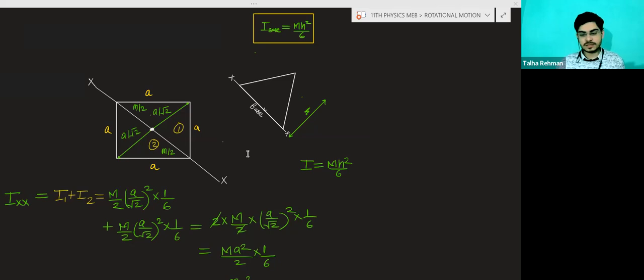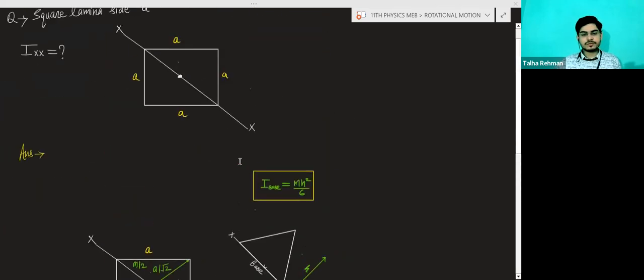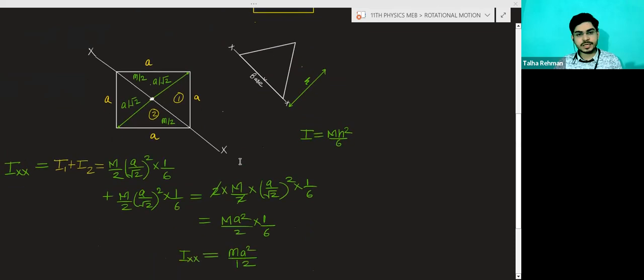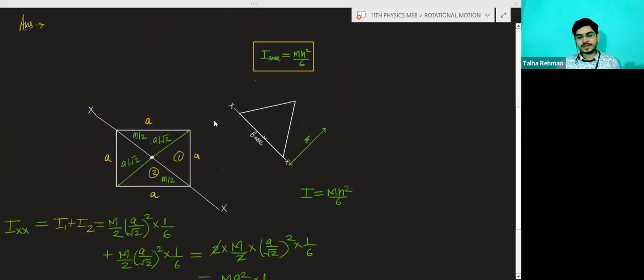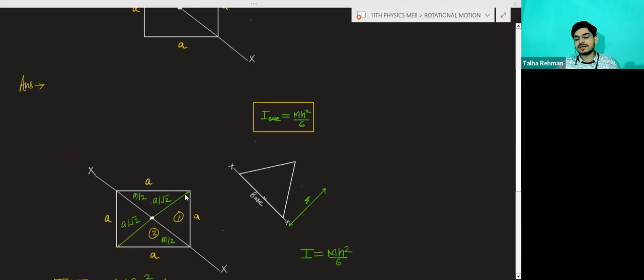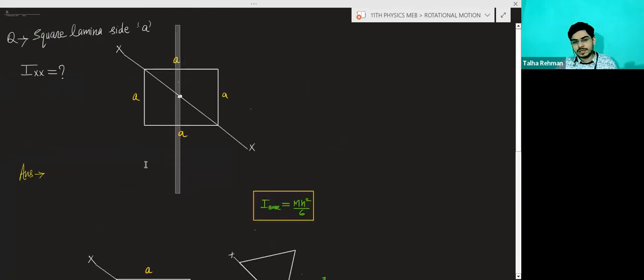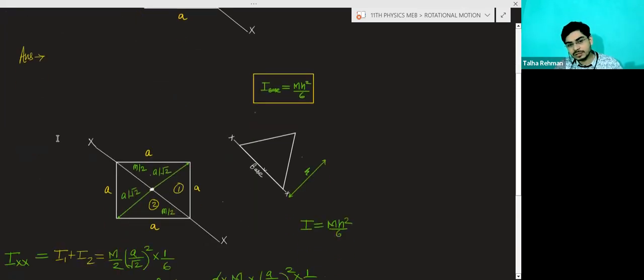So you will get this answer. In this question, the only thing you have to remember is that a square lamina is given. If they are asking the moment of inertia about this axis, then we know it is ma square by 12. About this axis also we know, but they are asking about an axis passing through the diagonal of this square. So we have to apply our mind. We have divided this square into triangles, and this is the base of the triangle if we are considering two triangles. About the base of the triangle we know the moment of inertia, and accordingly we will add the two moments of inertia.